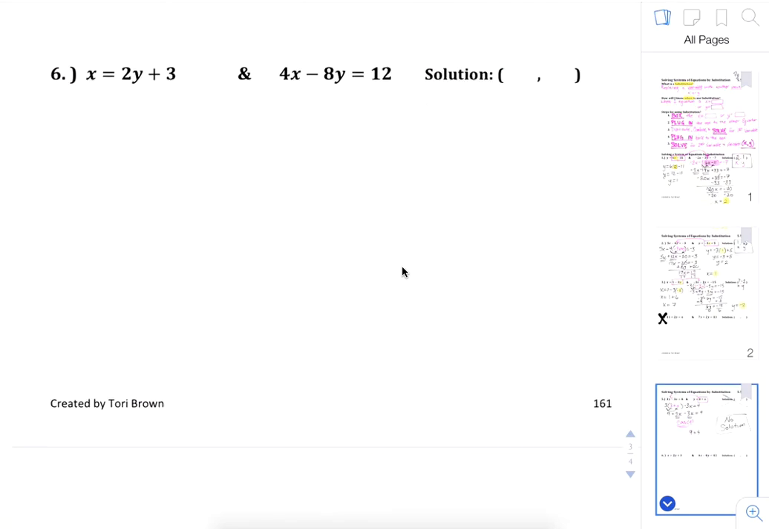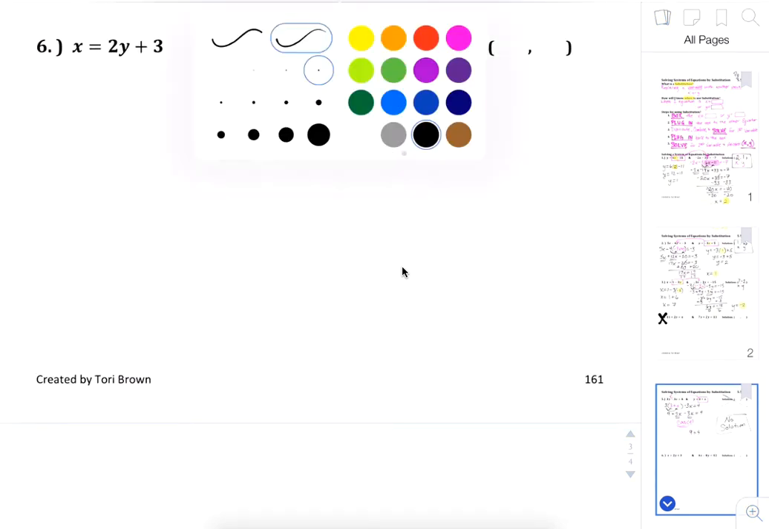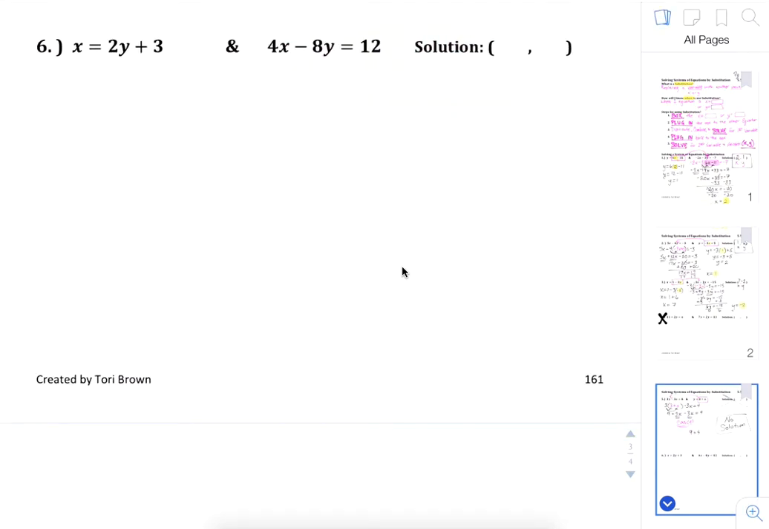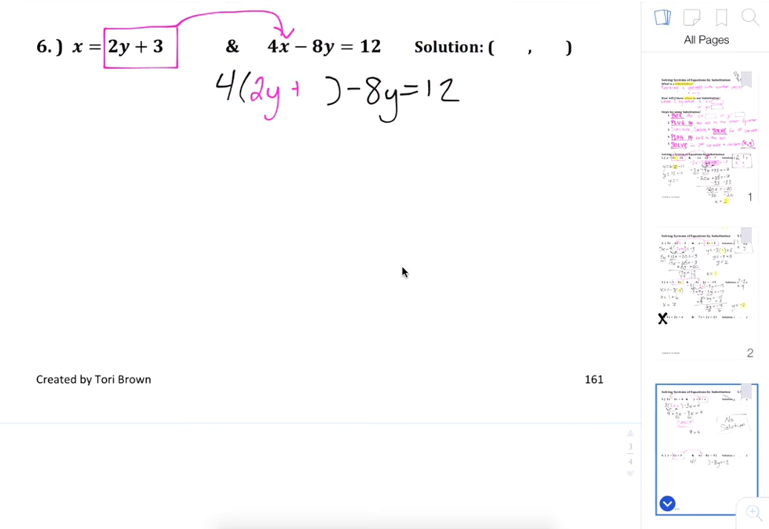All right, let's do number 6. So number 6, same idea. We have the x equals, so we're going to take the x equals value and put it in the x's position. I'm copying everything I have. I leave out the x, but I copy down everything else in the equation. Instead of x, I'm going to put in x's value, 2y plus 3. Then we can go on with solving.